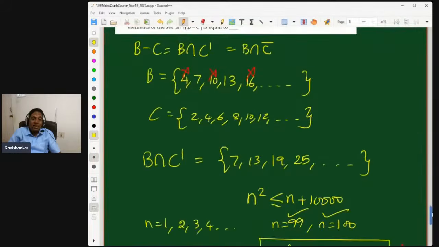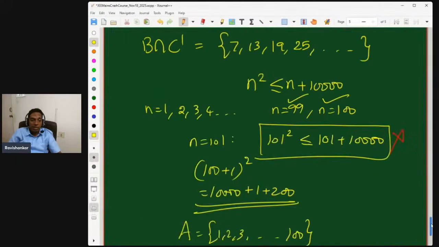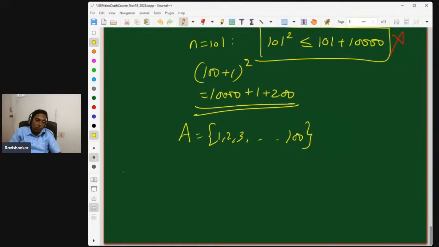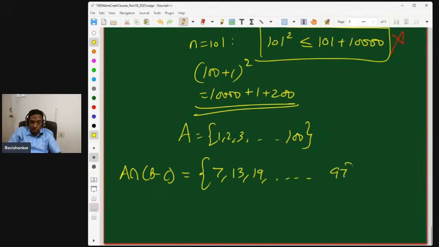Okay, so what is A intersection B minus C? All the elements in B intersection C bar till 100. So A intersection B minus C is 7, 13, 19, etc., all the way till 97, because that will be the last element in this. Now this is an AP.